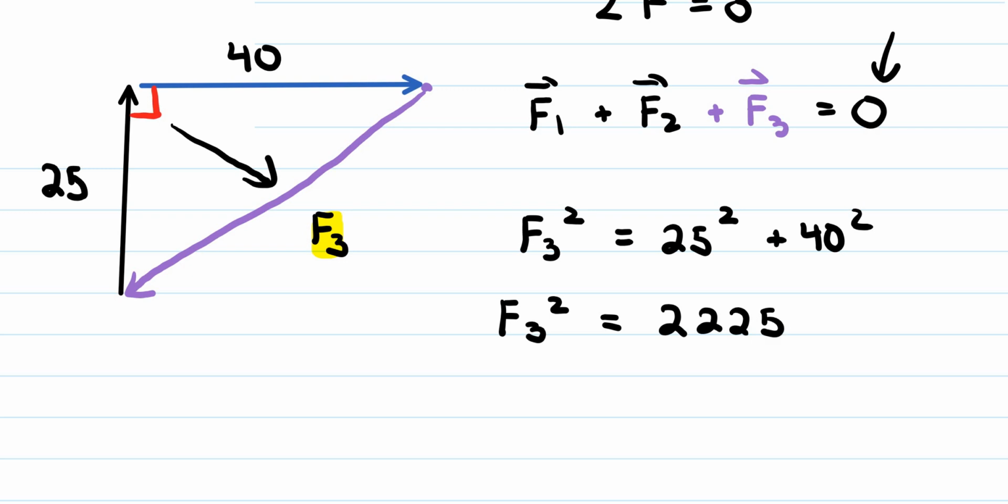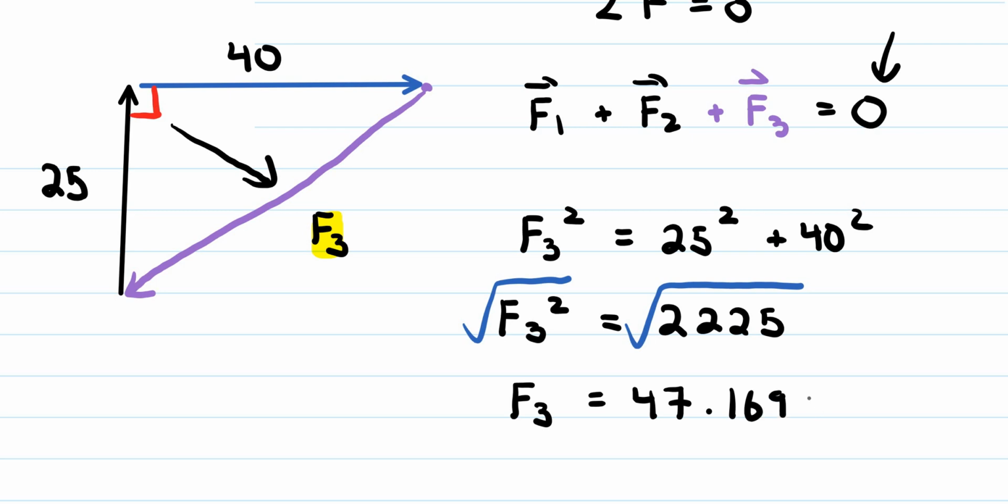2,225. And then finally we just take the square root of both sides, and the magnitude here of the third force is going to be equal to 47.169 newtons. Right? So that's the magnitude that we need in order to achieve translational equilibrium.